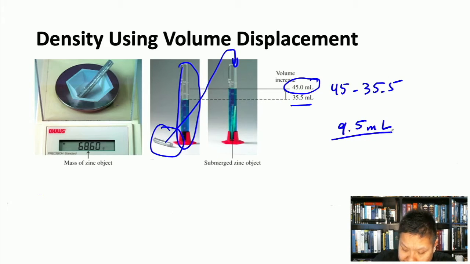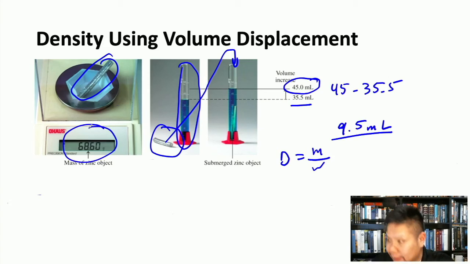Then you can figure out what the density is of that zinc bar, right, by doing the equation that we learned in the last slide, which is D equals M over V, right? M over V. So how do we get the mass? It's already in the picture right there. You use a balance or a scale, right?